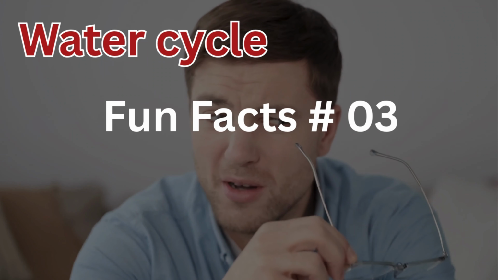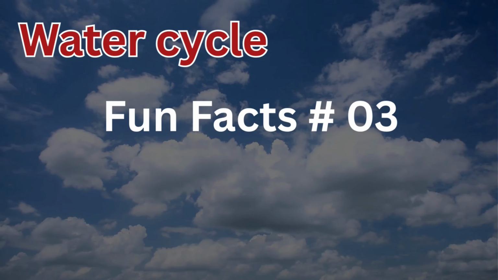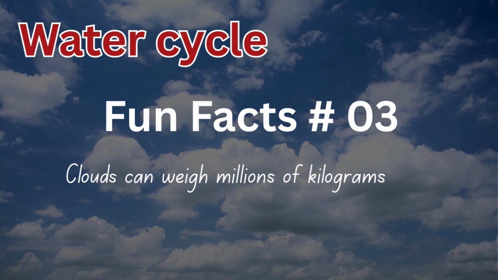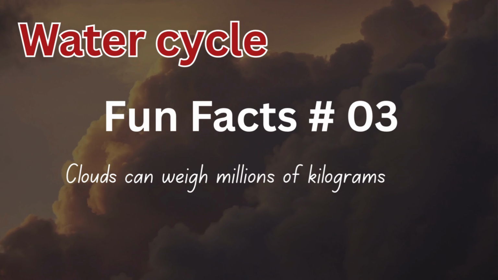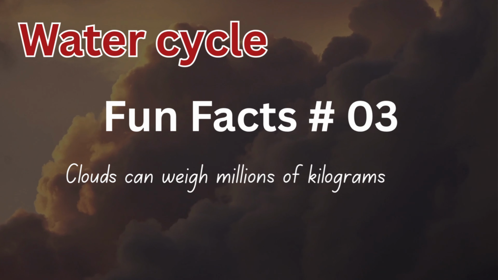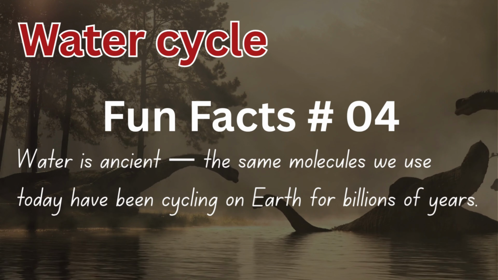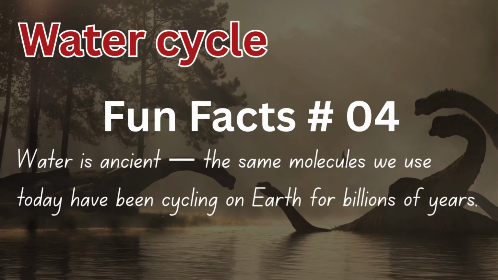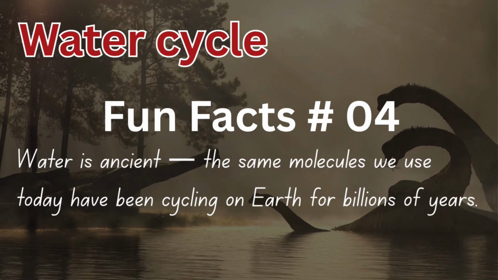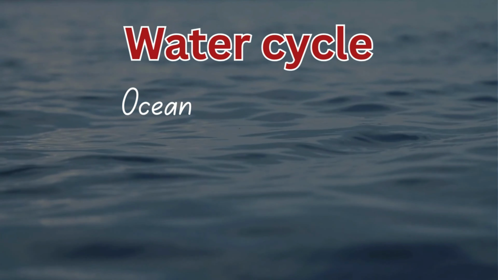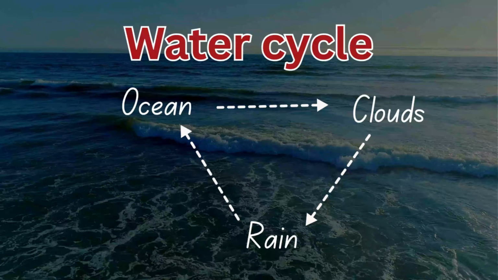And here's something that always surprises people. Clouds may look soft and weightless, but a single cloud can actually weigh millions of kilograms. That's because it's packed with tiny droplets, all suspended in the air. And finally, the water we drink today isn't new. It's ancient. The same water that dinosaurs once drank is still moving through the cycle today, constantly cleaned, reused, and returned. And that's the amazing journey of water, from oceans to clouds, rain, and back again.